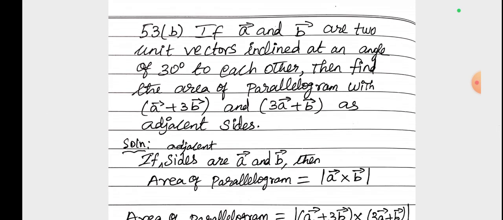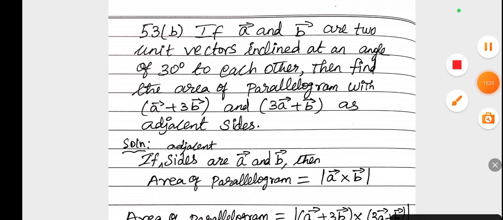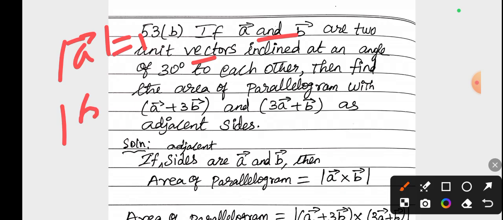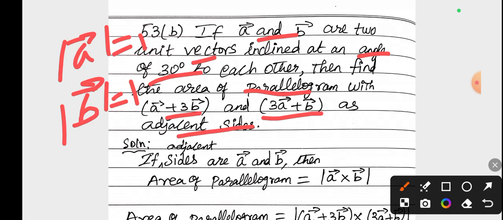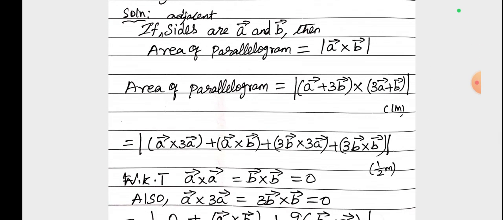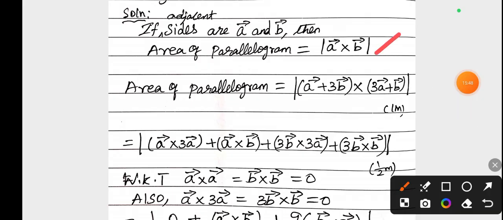Now 53b. Good news is they gave a vector and b vector as unit vectors. So magnitude of a vector is 1, correct or not? Unit vector. Magnitude of b vector is 1, inclined at an angle of 30 degrees to each other. Find the area of the parallelogram with a vector plus 3b vector and 3a vector plus b vector as adjacent sides. Now we can write the formula: area of parallelogram is magnitude of a cross b.